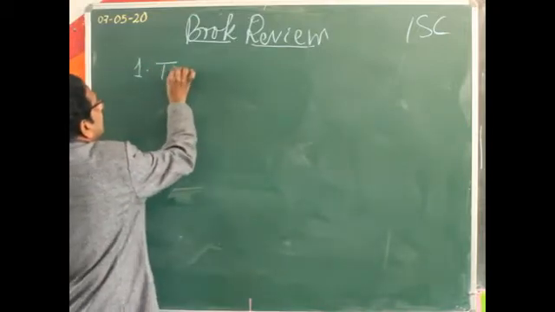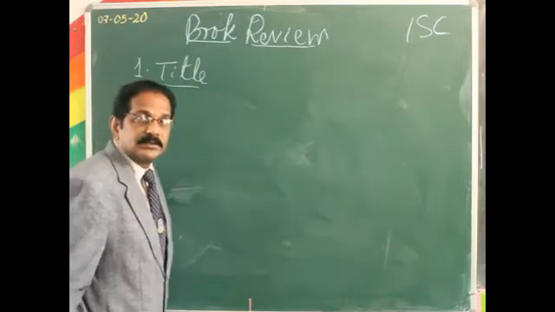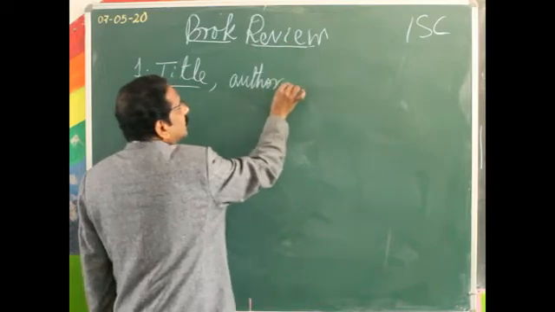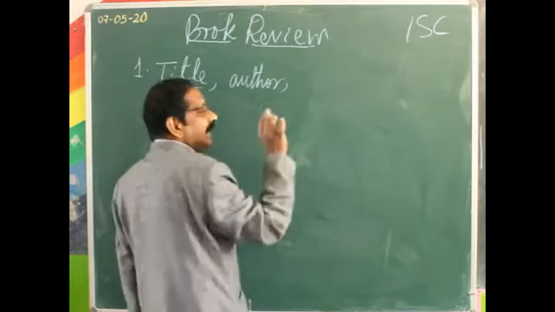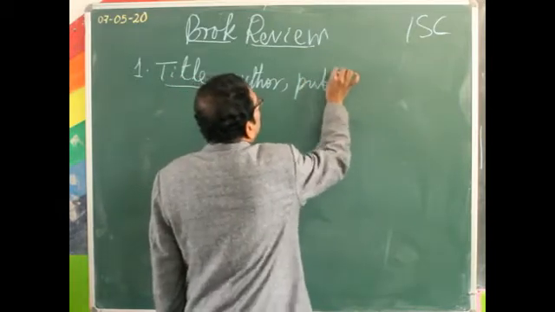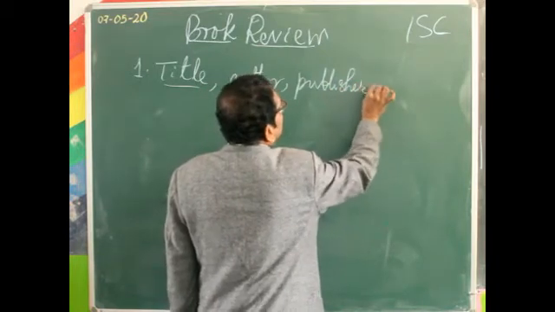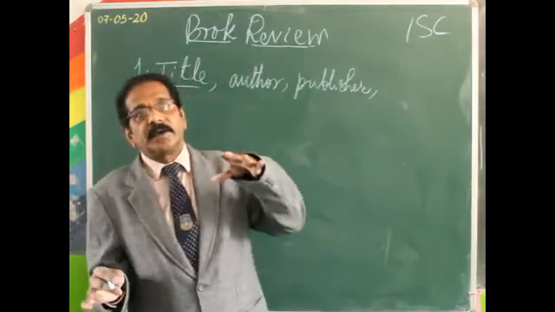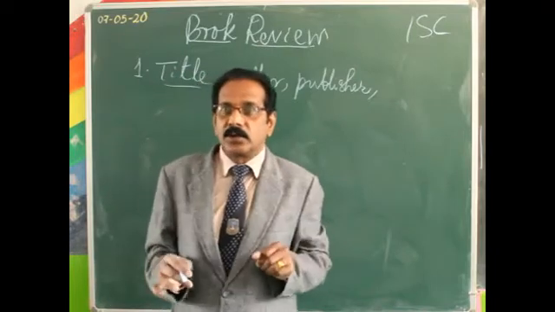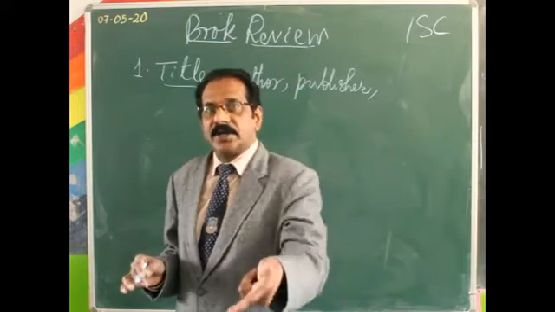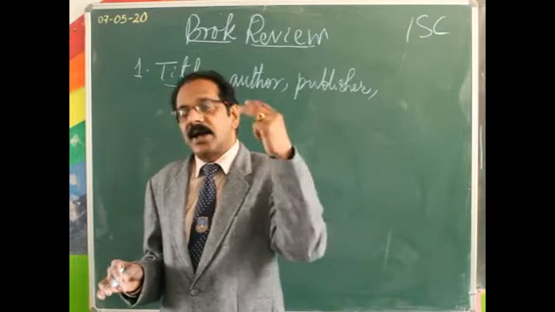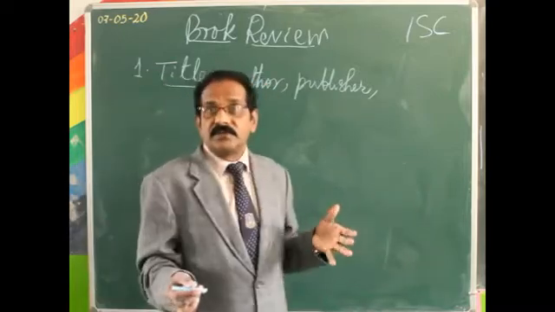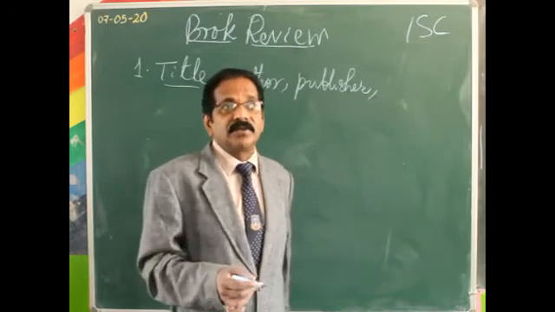So you shall write its title, what is the name of the book, then who is the author, who is the writer of the book, who has written it, then you shall give the name of the publisher, which publishing house has published it, because according to the publisher you can also judge a book. You have publishers like Oxford India, Penguin India, Rupa, Viking, and many other famous publishers. So that also gives an indication of the standard, the quality of the book.